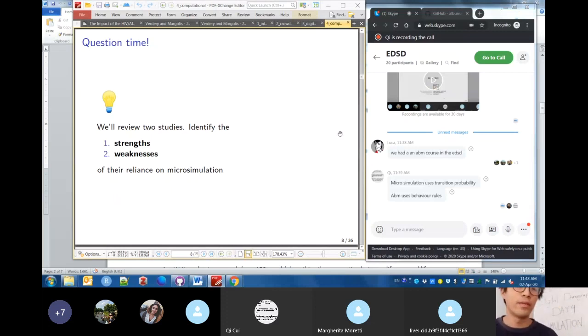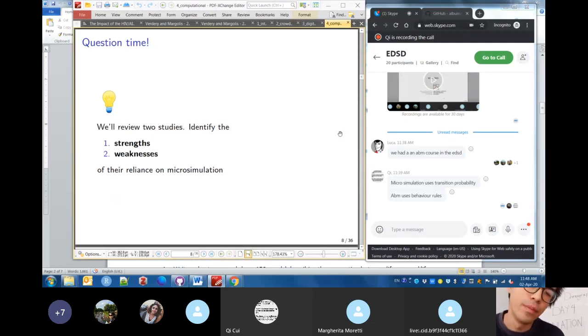and do it with the simulation. So it's not part of the assignment, but it's out there. So now we're going to do the same thing that we did yesterday, where we're going to briefly review the 2 studies that were assigned for today.